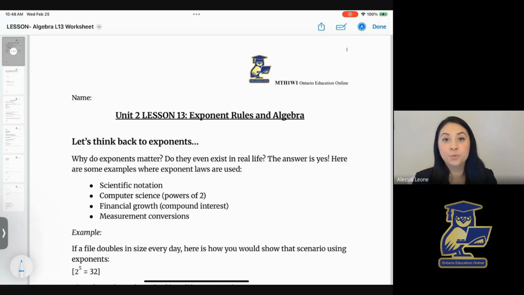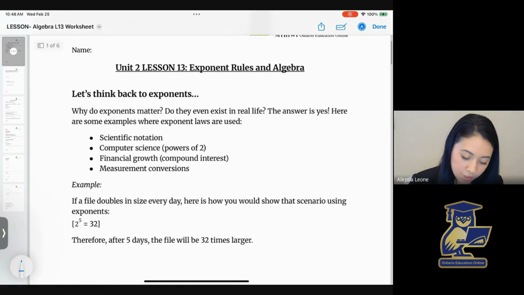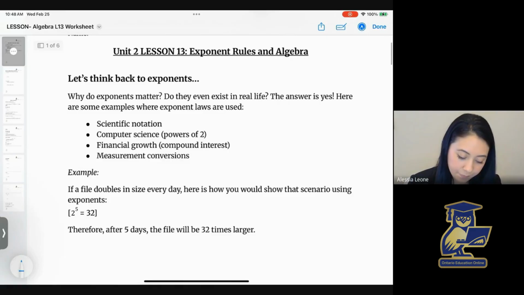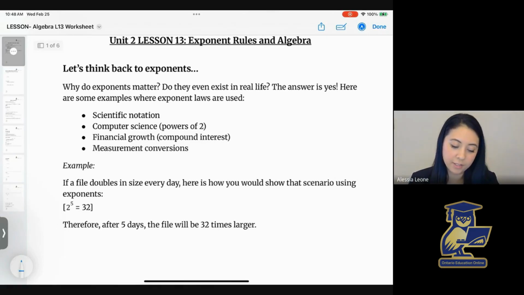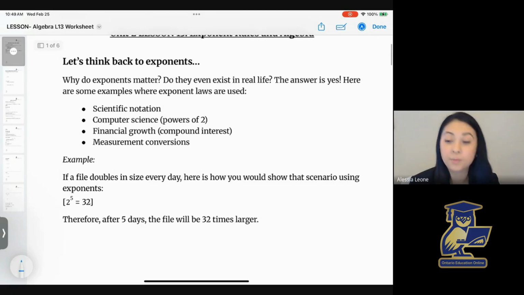They have to do with real situations. For example, they come up in scientific notation, they come up in computer science, they come up in financial growth, compound interest, they come up in measurement conversions. So here, we're just going to think back to why they matter. Below are some examples that I listed.